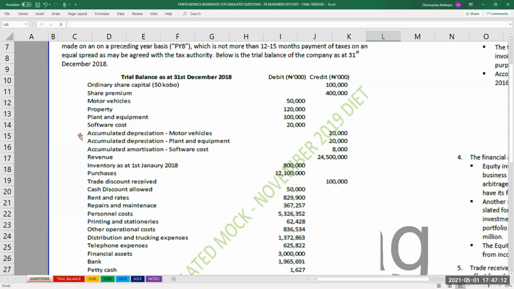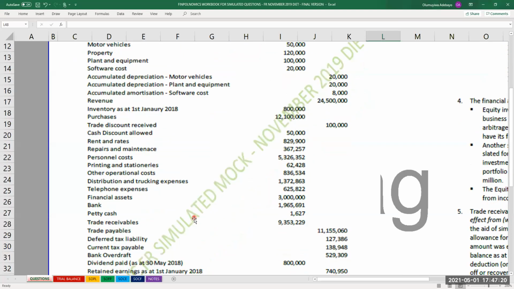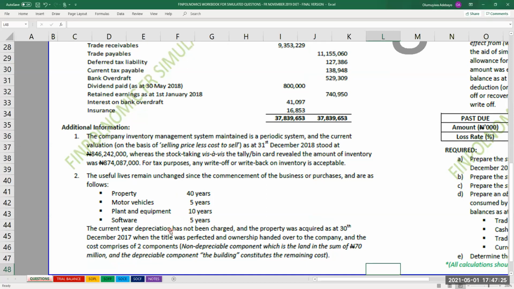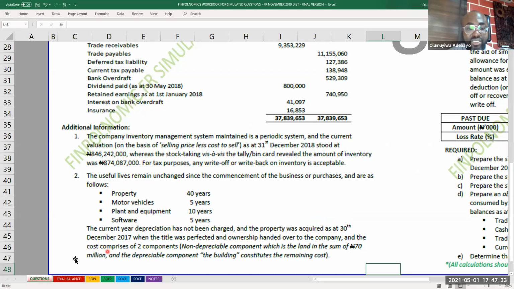I think the property was acquired a day to the end of the reporting date of the previous year. So I do not think there is any accumulated depreciation, which means no depreciation will have been charged in 2017 invariably. Yeah, that is why. And that's why they are emphasizing this date, which means the first year you are depreciating the asset will be in 2018 for your whole year.